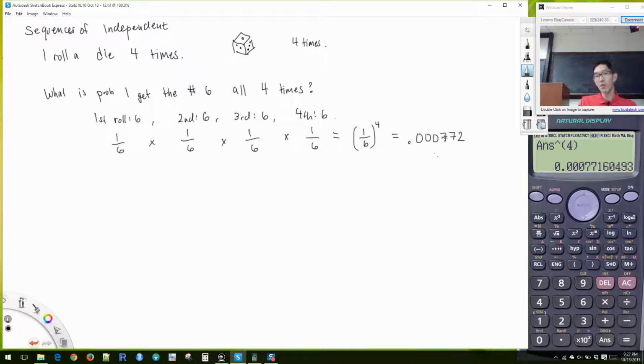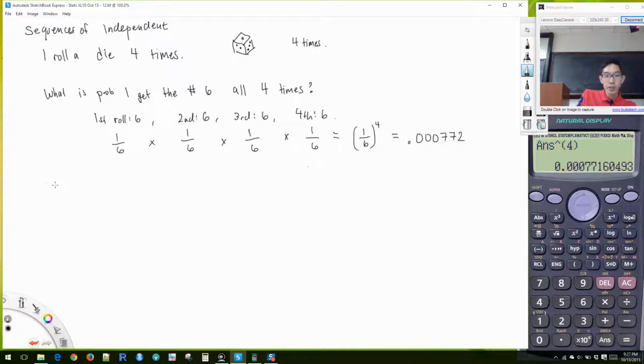So this happens less than 1 in 1,000, about 7 or 8 times out of 10,000 opportunities. If you roll a die 4 times, 10,000 times, so that's 40,000 rolls, you might see the number 6 all 4 times about 7 or 8 times, something around there. That's not even guaranteed. Okay, is that all right?